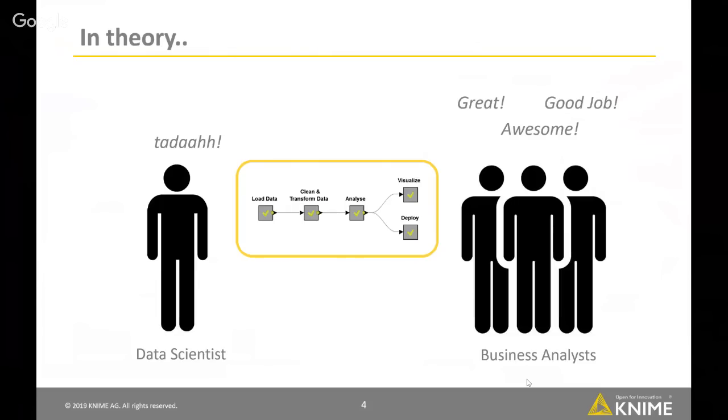In theory, it would look like a data scientist creating this KNIME workflow. And you can recognize here the same steps of the CRISP-DM: load data, clean and transform data, analyze, and finally visualize and deploy. The data scientist has this solution and shows it to the business analyst, and in theory, we reach a solution and everything is perfect. But in practice, this is not what happens.